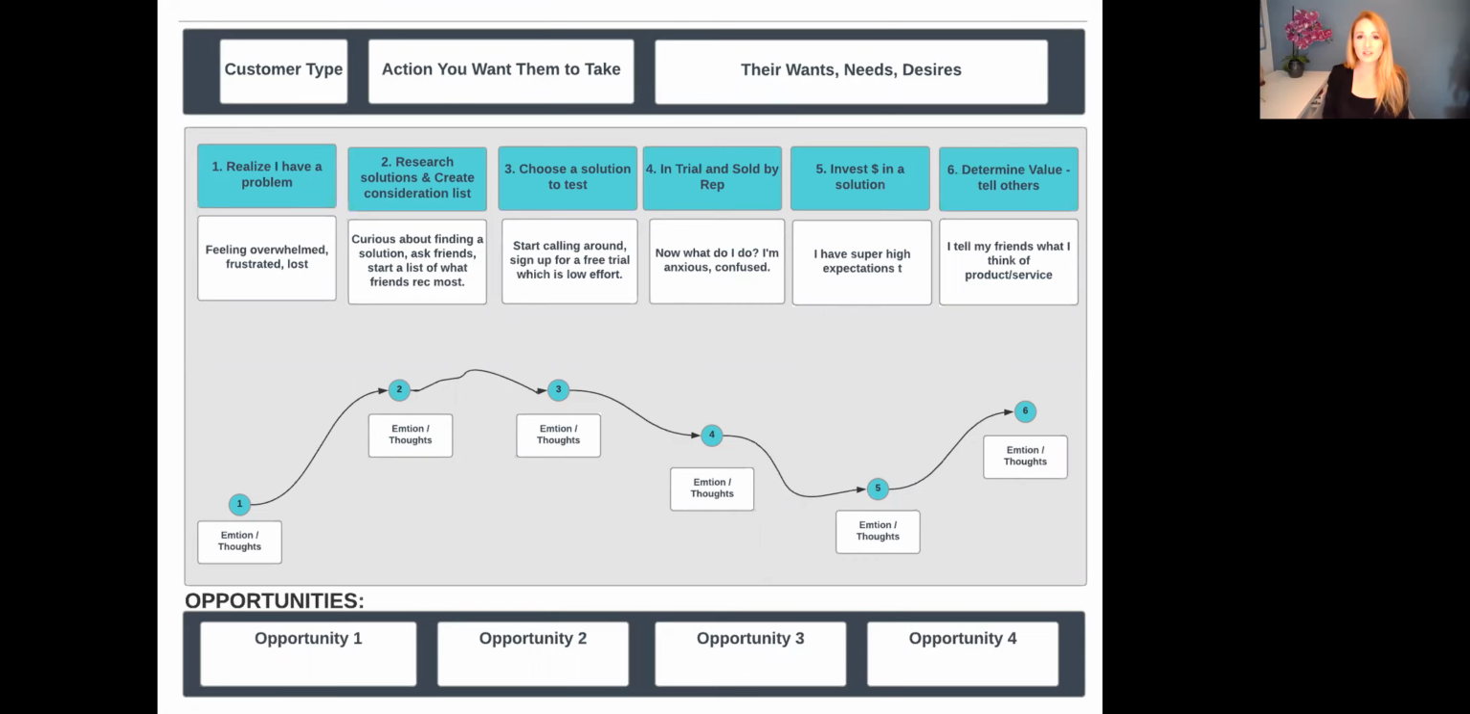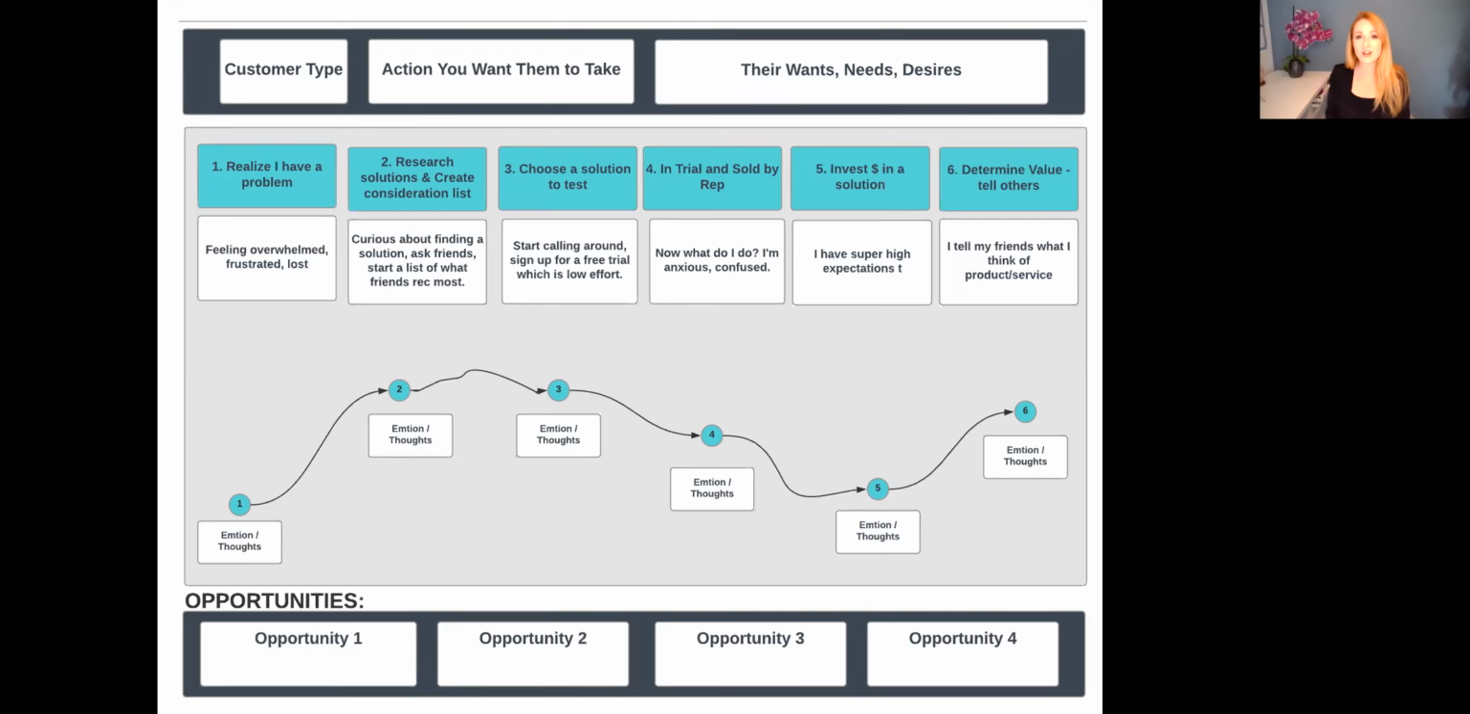So in the upper left corner, we want to note which customer type we're doing the map for. Typically, I have multiple maps for different audience types in the company. So for example, a new user versus a subscriber will have a different journey that they're going through. The next box is the action that I want them to take. So if it's a new user, then I want them to become a customer.